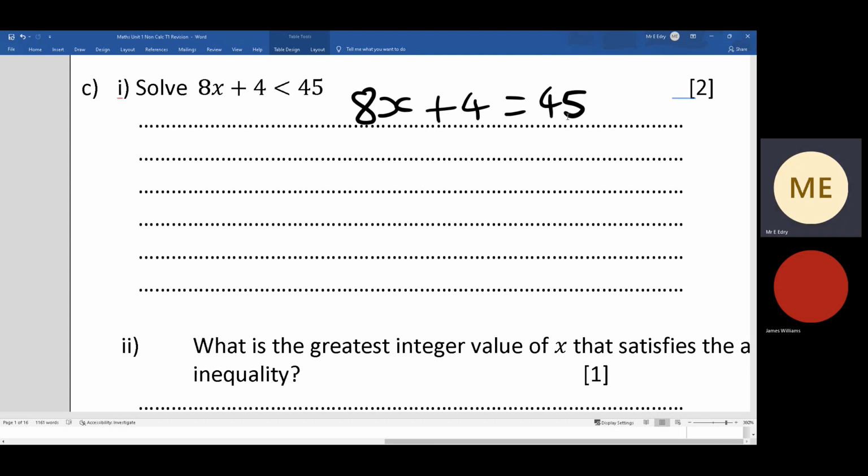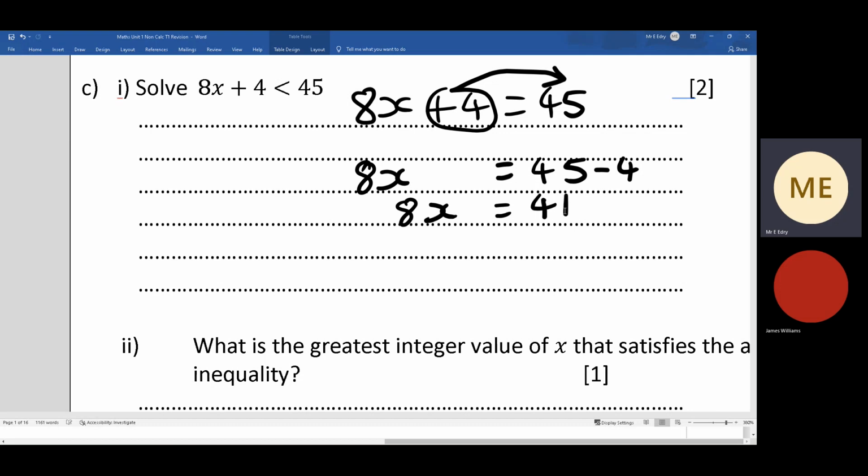So what could I do first to help me solve that equation? I want to get x on its own. What can I do first? So we get 8x equals 45 take away 4. So 8x is just equal to 41. Brilliant. And then what could I do then to get x on its own?